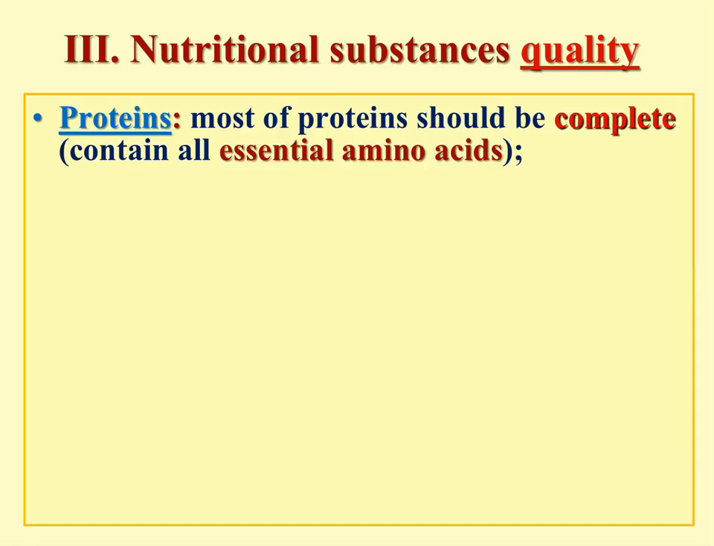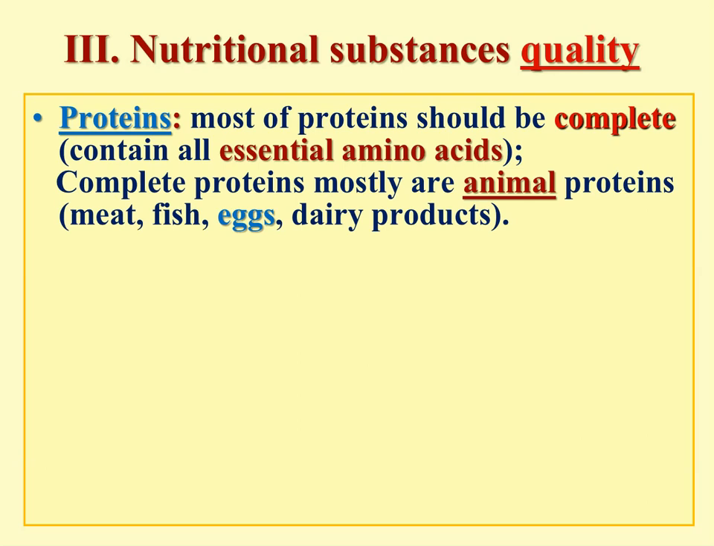Now the principle number 3, quality of nutritional substances. And now we consider what about proteins. Why in some cases it's enough just 0.75 and sometimes it's necessary to take even 1 gram per kilogram or more? Because proteins are not equal. The best proteins are called complete, and it means that they contain all essential amino acids. Best examples of the complete proteins are meat, fish, egg, and dairy products, mostly animal origin products.